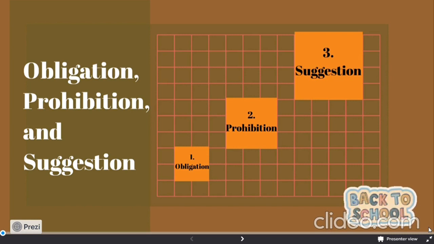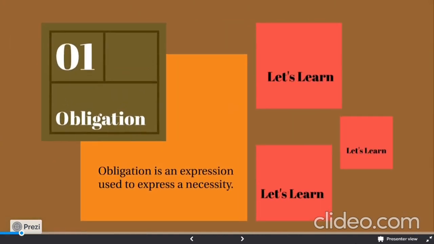In this opportunity, I want to explain the material about obligation, prohibition, and suggestion. We go first with the material about obligation. So, what is obligation? Obligation is an expression used to express a necessity.